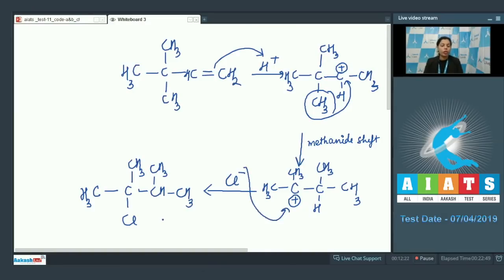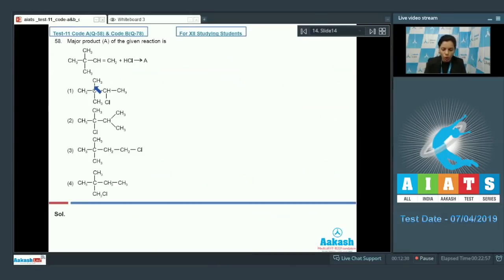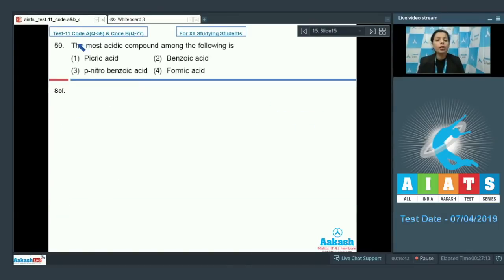After this, the final product that you are obtaining is 2-chloro-2,2-dimethyl butane. So if you look at the given options, you will see that this is correctly given here in option 2. So option 2 becomes your correct answer. Just choose it as your answer. After that, now question number 59.